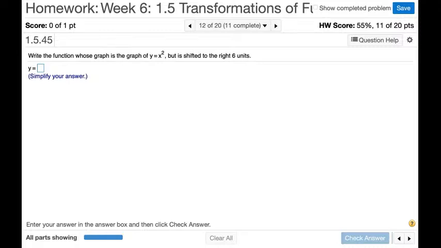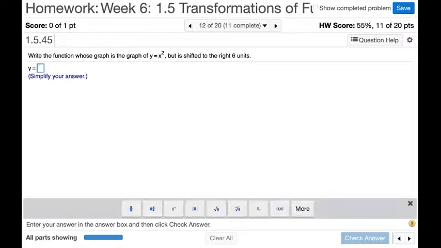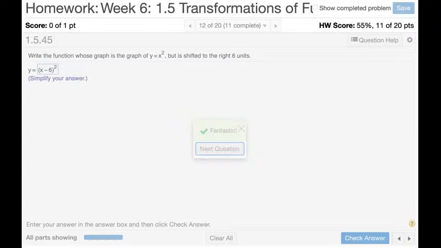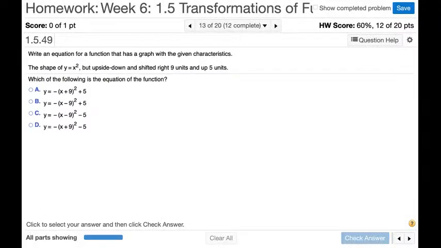Six units to the right. So if we're moving it to the right, we need to subtract 6 on the inside. So we're going to say parentheses x minus 6 squared. It's a parabola, but it's upside down, so we need to multiply the outside by a negative. 3 to the right by 3 units, so we're going to subtract 9, so it has to be either B or C, and then 5 units up, so it should be B.